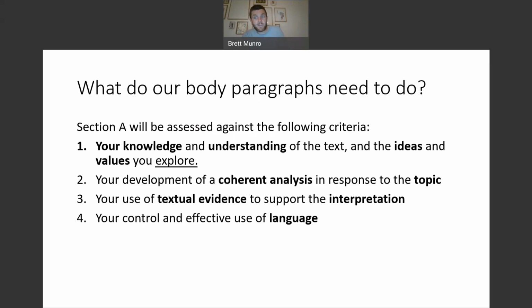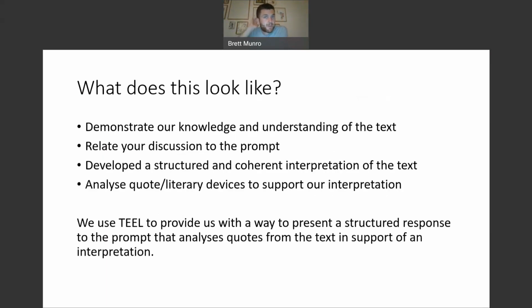This is essentially why we're using TEEL. When we're writing our body paragraphs, it's going to help us to do the following. It's going to help us to demonstrate our knowledge and understanding of the text. It's going to help you to relate your discussion to the prompt. It's going to help you to develop a structured and coherent interpretation of the text. And it's going to help you to analyze quotes and literary devices to support your interpretation.